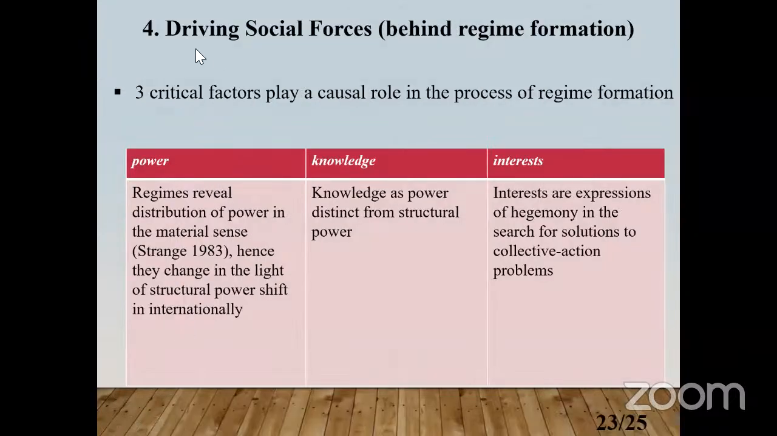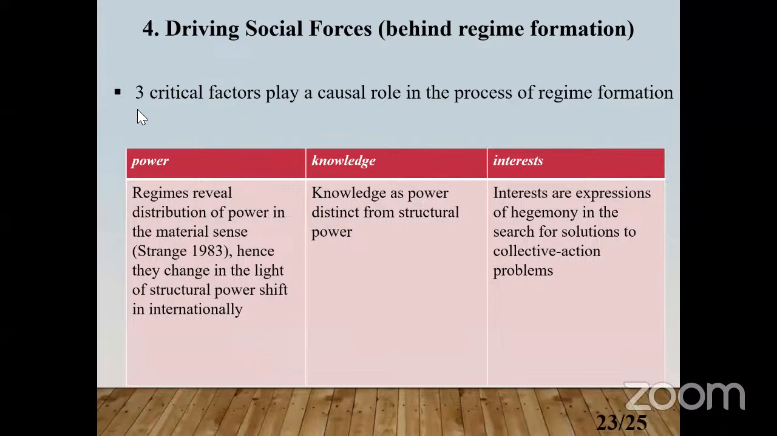Now, having said that, we look at this slide that helps us understand the critical driving forces behind regime formation. What are the critical forces behind people, behind individuals, behind nations? Three critical forces play a very critical causal role in the process of regime formation. That is power, knowledge, and interest. So when you talk about that country, that nation, that individual, it is an issue of power, knowledge, and interest.